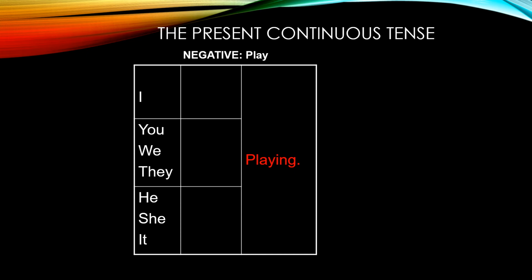Now let's look at the negative with the same verb playing. Okay, so what should we put here in the first space? We will put am and not. So I am not playing. You or we or they are not. You are not playing. We are not playing. They are not playing. Finally, he, she, it. Very good. We put is not. So in the negative, we add not after am, are, or is.